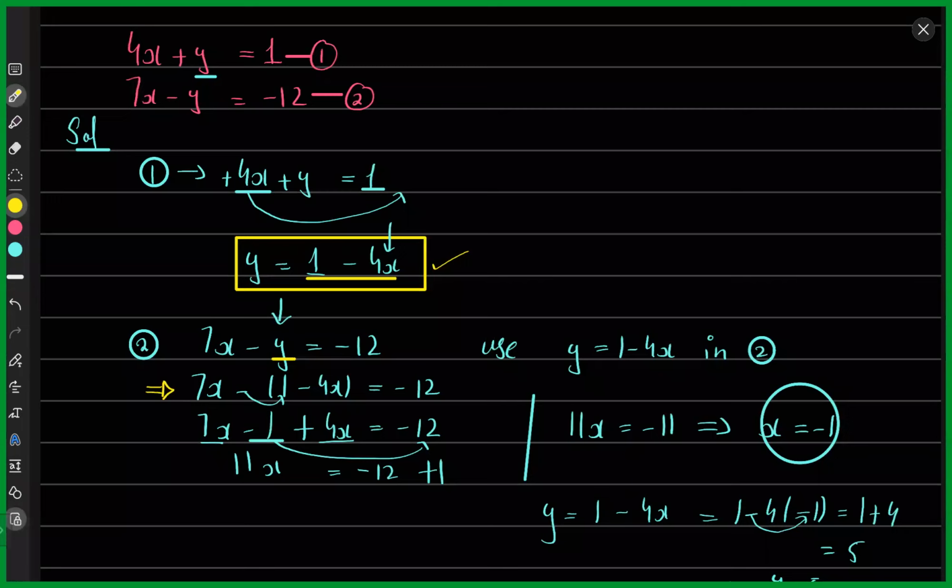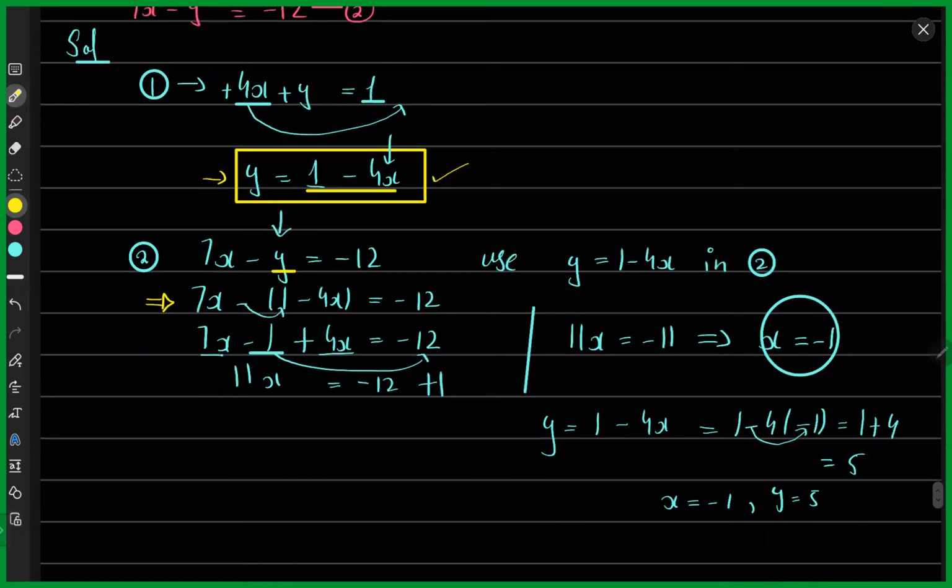All right. And then I was able to find out the value of x, and once I had the value of x, I can use this thing right here. I've plugged in the value of x, and this gave me y equals 5. So the final answer was x equals -1 and y equals 5.